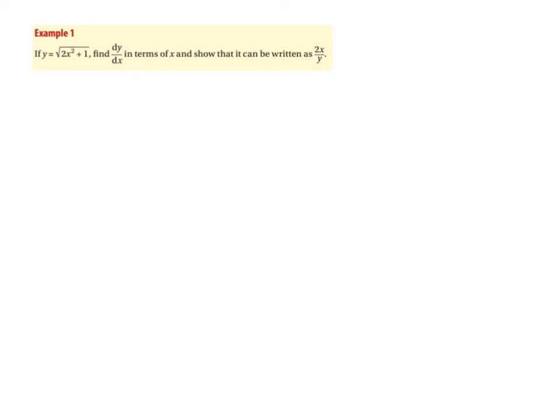Okay, let's have a look at this example. It says, if y is equal to the square root of 2x squared plus 1, find dy dx, and show that it can be written of the form 2x over y. Okay so essentially find dy dx, and hopefully we can sort out the rest of it later. Now hopefully we're happy. We can rewrite this as y is equal to 2x squared plus 1 to the power of a half, because if you remember from your index laws that the square root we can write as the power of a half. Okay, so that's where that comes from.